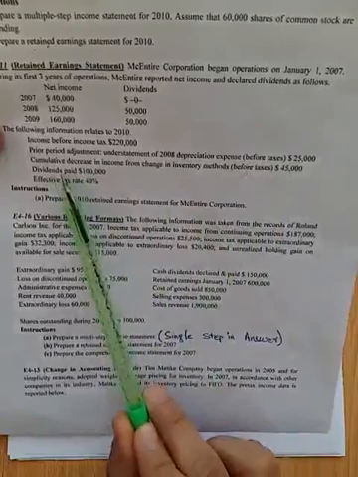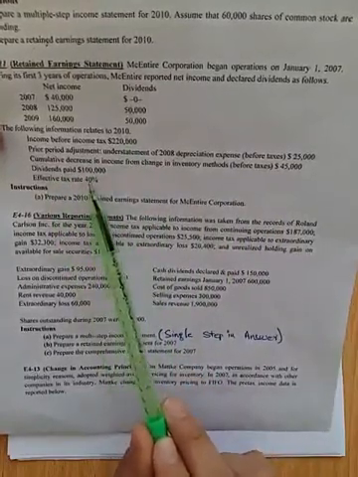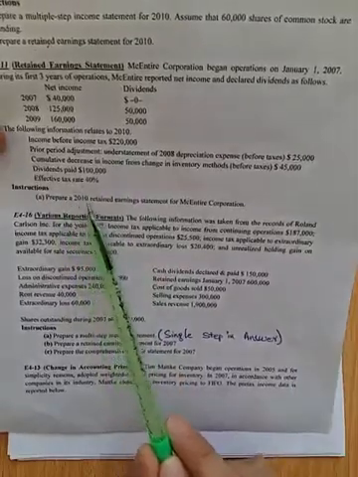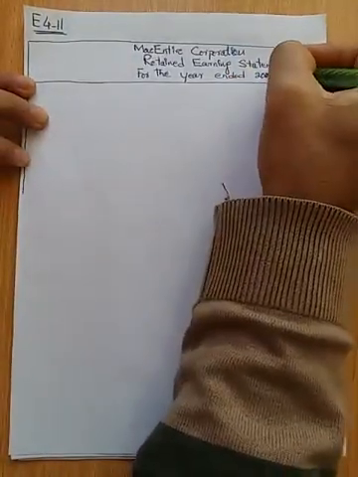The dividend paid in 2010 is $100,000, and the tax rate is 40%. We are required to prepare the retained earnings statement for the company. If you see here in the data, by the way, there is a year mistake here, it's 2010. So let's start the numerical.